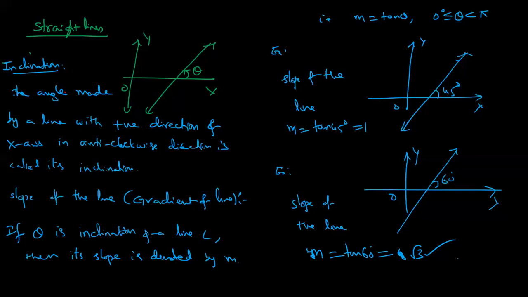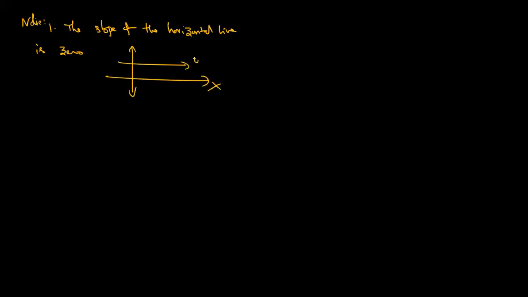Now, some results I'm giving. Note: the slope of the horizontal line is 0. Slope of the horizontal line means what here? For example, y is equal to 2. The slope of this line is how much? 0. That is the meaning.